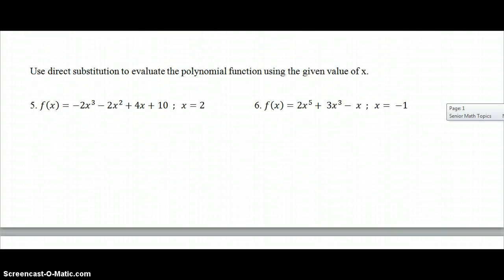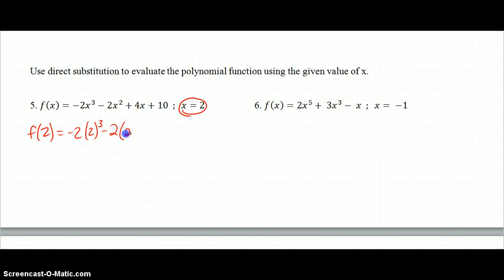For number 5, we're going to use direct substitution, which means for every x, we're going to plug in a 2. So f of 2 equals -2 times 2 to the third minus 2 times 2 squared plus 4 times 2 plus 10. Remember now, in the order of operations, we always square or raise the term to the exponent first before we turn back and now multiply it by that number.